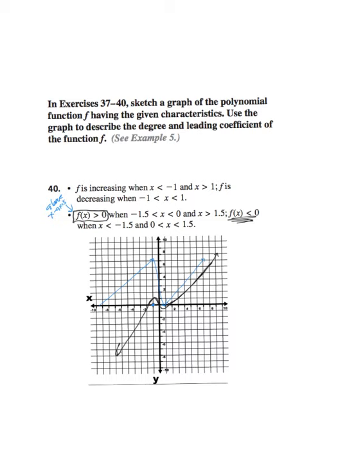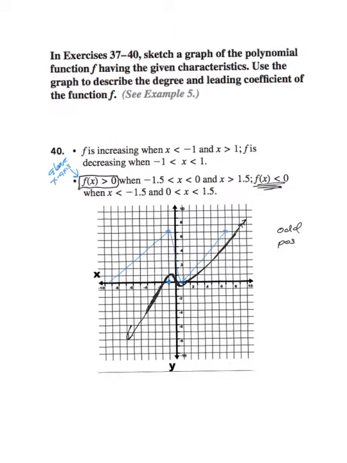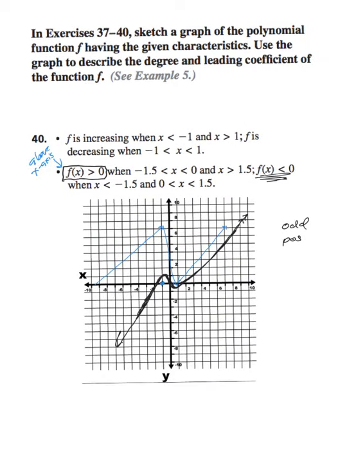So the full graph looks like a cubic equation with a high bump, a valley, and then going off to the right. Not that we need to know this, but it's definitely odd, and it's definitely positive. Okay, let's try the next one. Not an easy one at all.